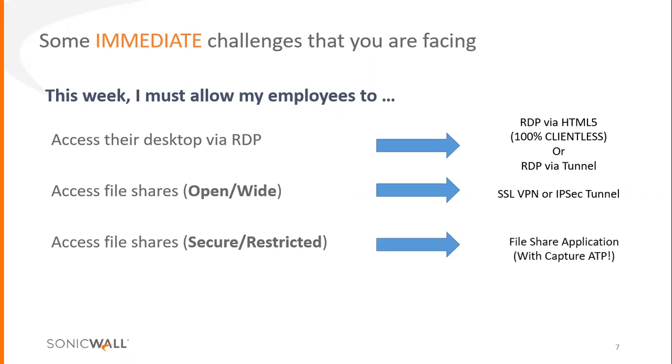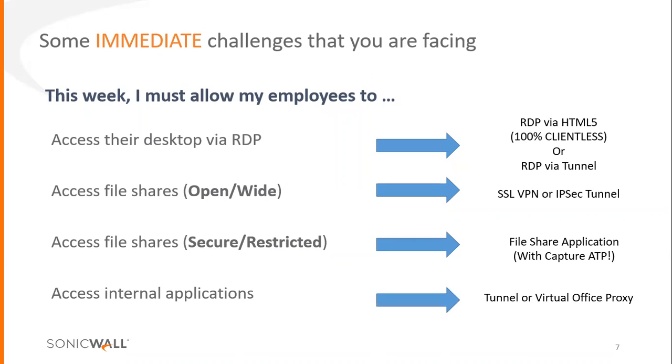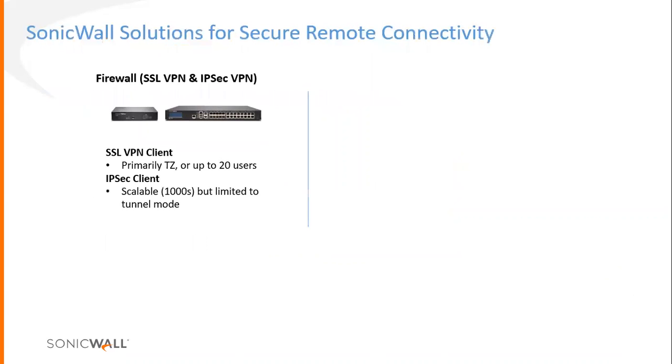Maybe some of the PNC documents. So you can apply the restriction against all file share applications, or we also include Capture ATP as well. And if you are allowed to access internet applications, we can provide all the tunnel and also the virtual office proxy. So for our solution, the first one I just mentioned, we have the SMA, what you call the Secure Mobile Access.